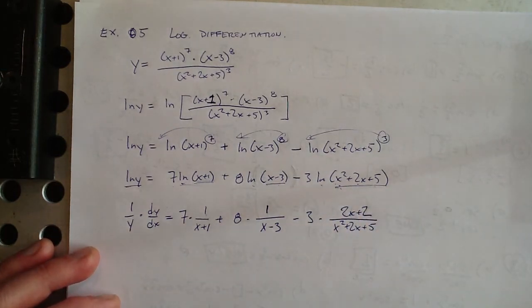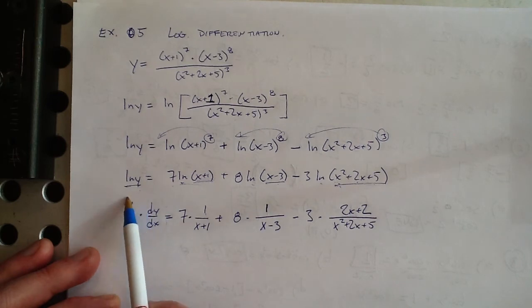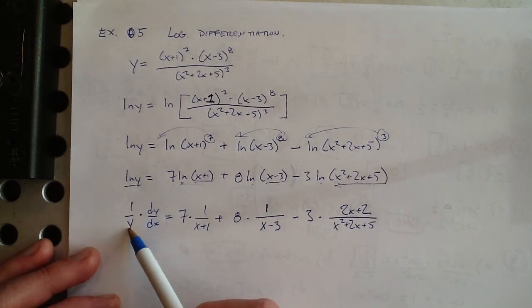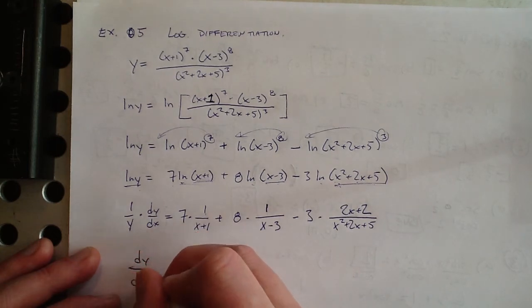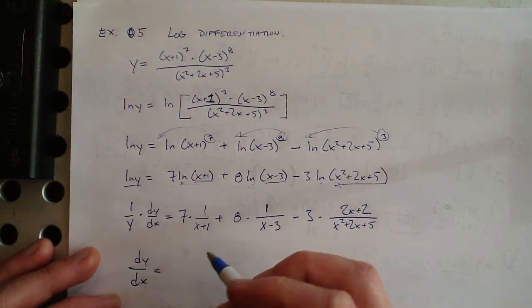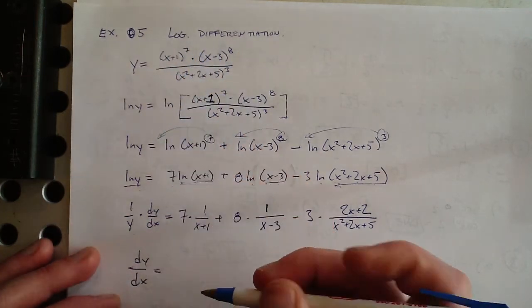And we kind of have our derivative, but notice here we don't have dy dx. We want to just solve for dy dx. So I just have to multiply this over to this. I have 1 over y here. If I multiply both sides by y, that will move the y to the other side. And remember what y is? y is the original function.